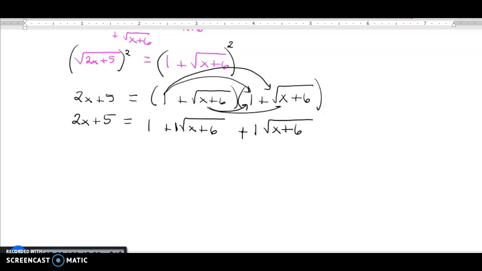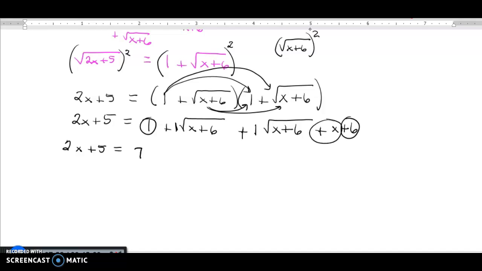And the square root of x plus 6 times itself, again, when you take something times itself, that's the same as squaring it. So squaring cancels out square rooting. So we would just simply get x plus 6. When we combine like terms on the right, we end up with 1 plus 6 is 7 plus x.